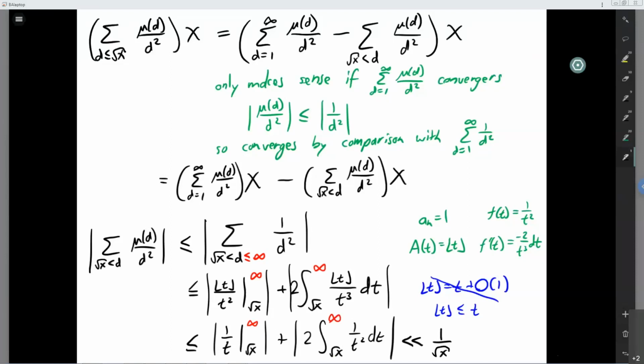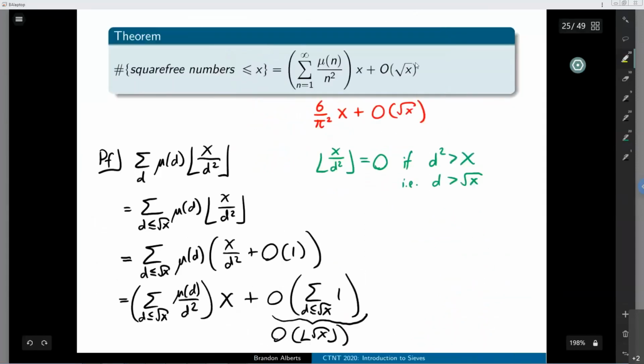So up to a constant multiple, this bound right here applies to this series. So we found this series is bounded above by a constant multiple of 1 over root x. So if we multiply it by x, the whole thing is big O of x divided by square root of x, which is just big O of square root of x, which is the error term we wanted from the previous slide. This big O of square root of x right here.